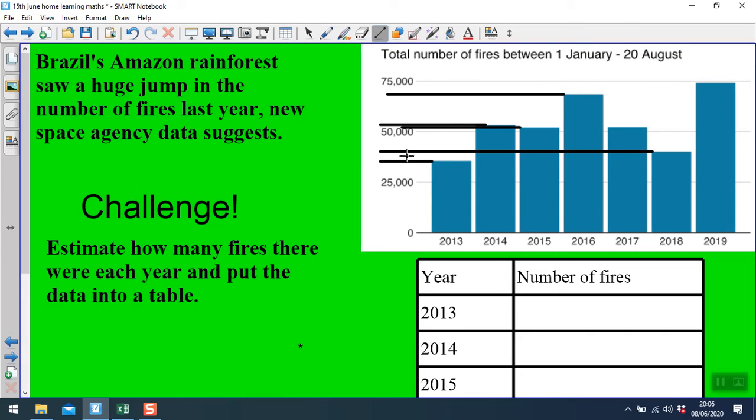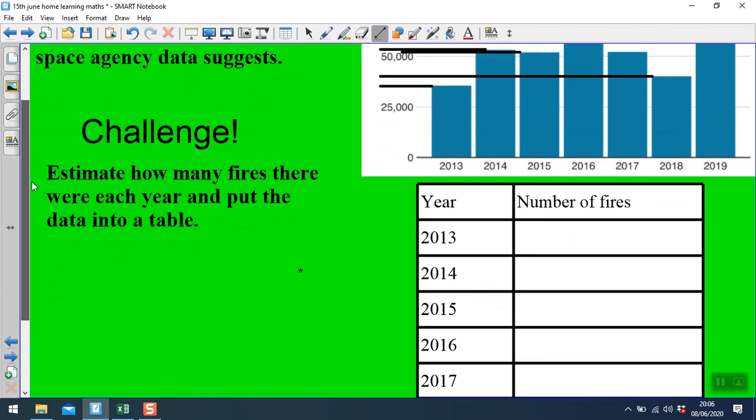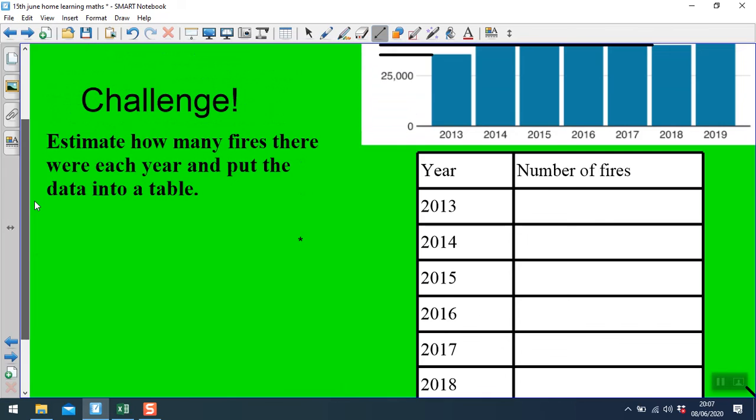Now this is your last challenge. Brazil's Amazon rainforest saw a huge jump in the number of fires last year, new space agency data suggests. So your challenge is to estimate how many fires there were each year and put the data into a table. So this graph shows the total number of fires between the 1st of January and the 20th of August. And so in 2013, there was this number, and I've just drawn a line across if it's helpful. 2014, drawn a line across. 2015, 2016, 2017, 2018, 2019. So draw yourself a table showing the year on the left and the number of fires on the right.